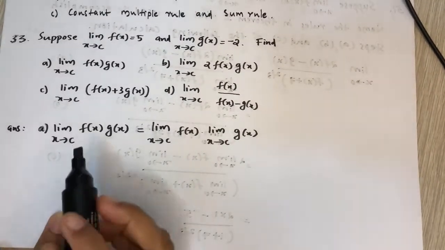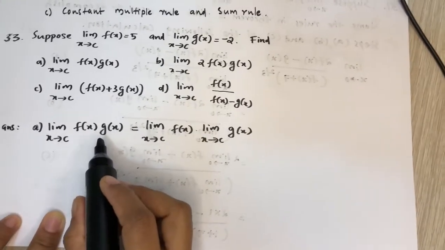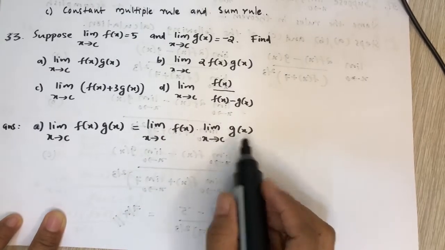A, the limit as x tends to c of f(x) times g(x). We have the limit of f(x) times g(x) is the limit of f(x) times the limit of g(x). Product rule.